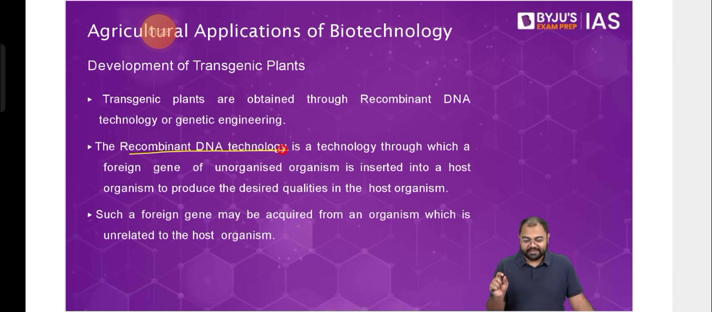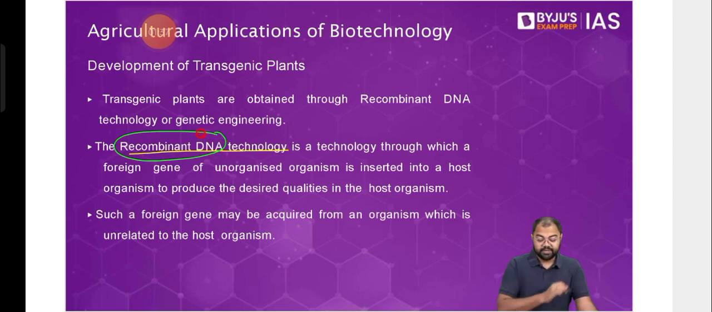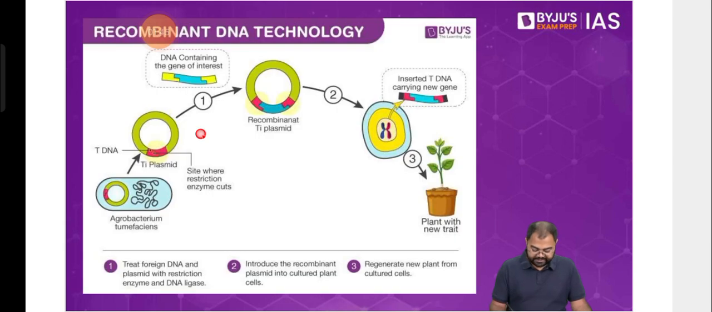So first and foremost, why is it called recombinant DNA technology? When you say recombinant, it means there is a combination of two different kinds of genes, or two kinds of DNA material together, and that's why it is called recombinant DNA. So let's look at how exactly this process is executed.